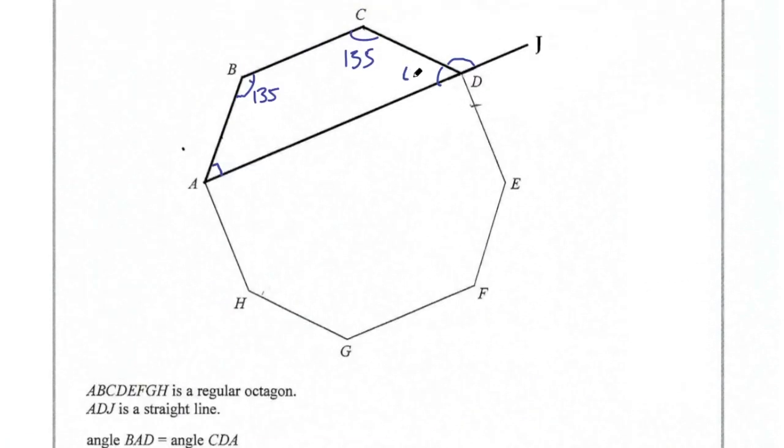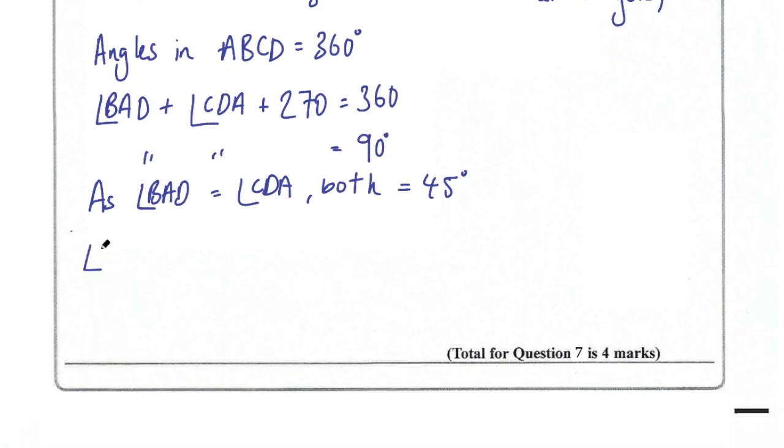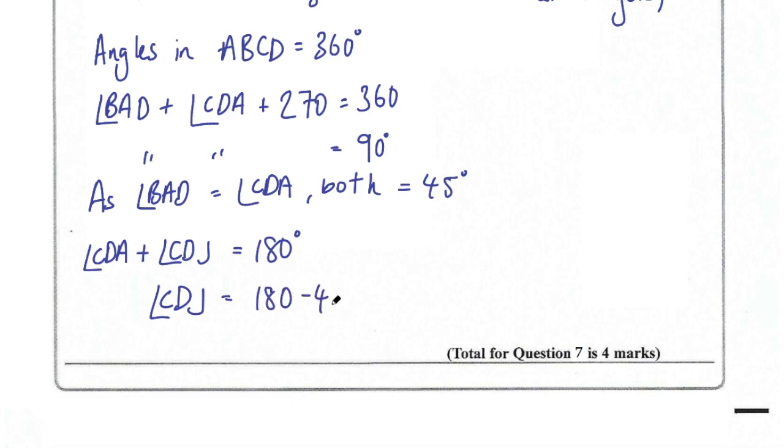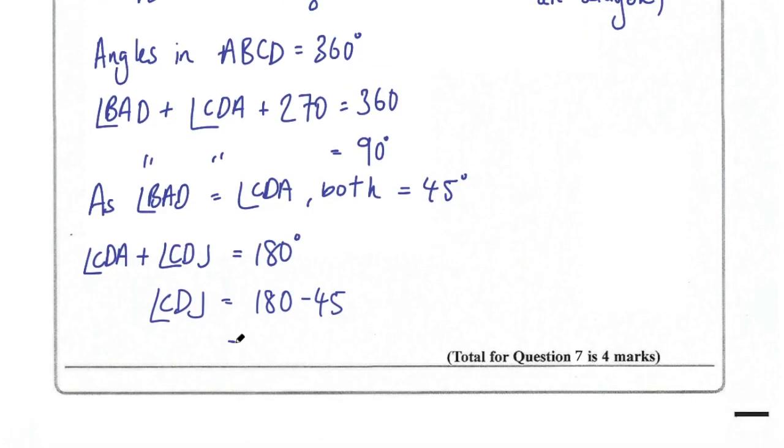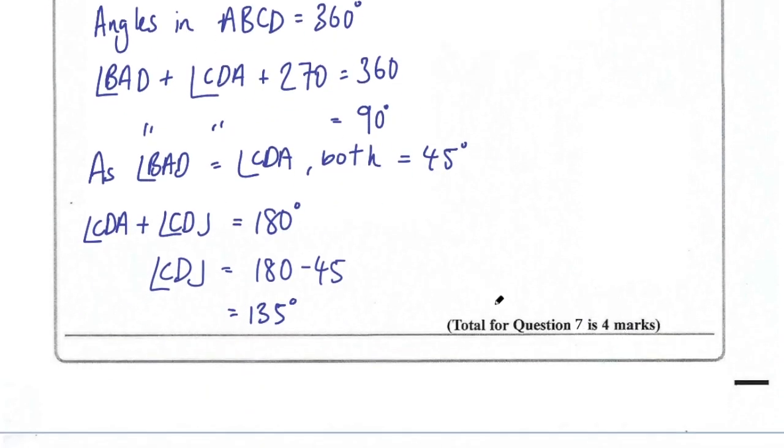And so now I know this angle must be 45 degrees, and I can use the angles on a straight line to say that these two angles, angle CDA plus CDJ, must equal 180 degrees. So angle CDA plus angle CDJ equals 180 degrees. And so therefore angle CDJ equals 180 minus 45. So therefore CDJ equals 135 degrees. And that's what we had to show. And that was question 7 for 4 marks.